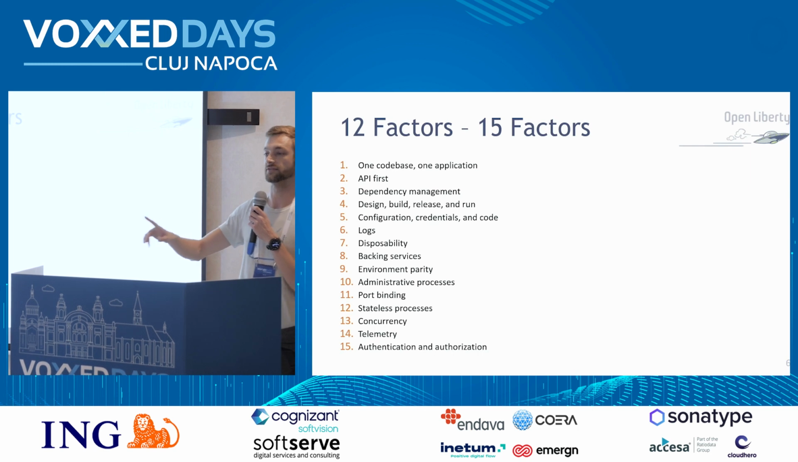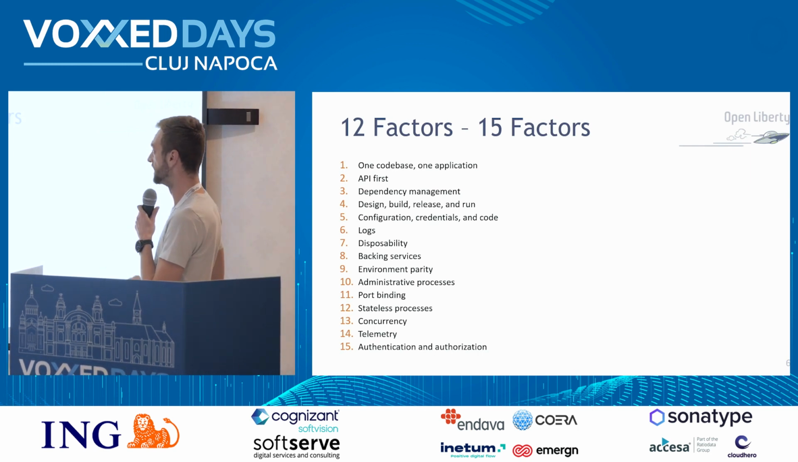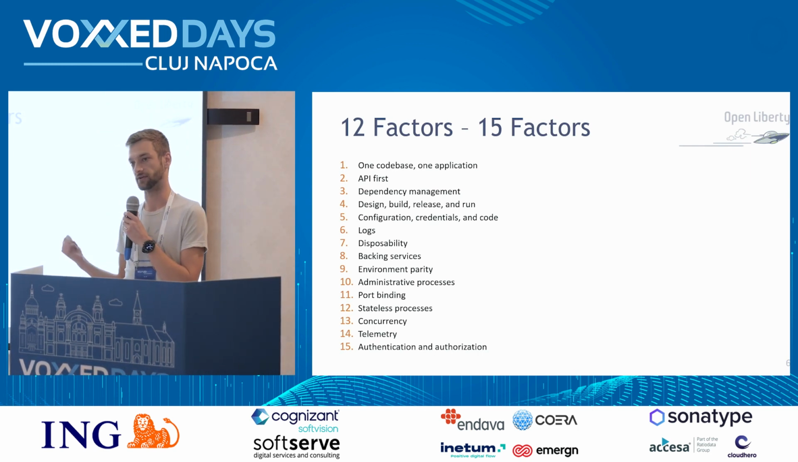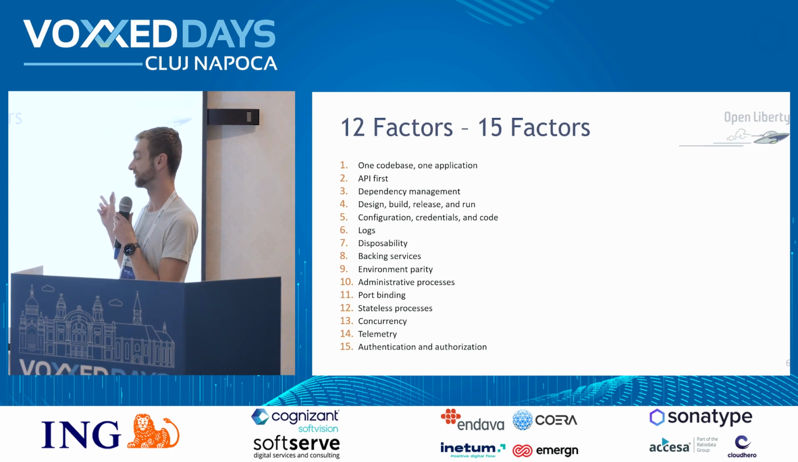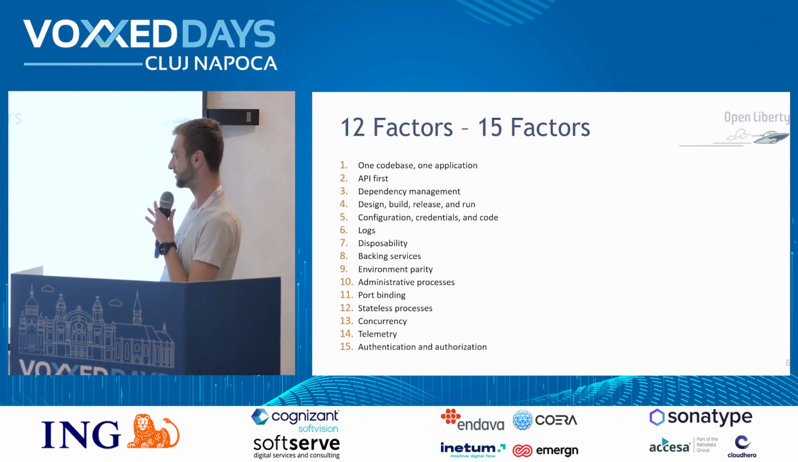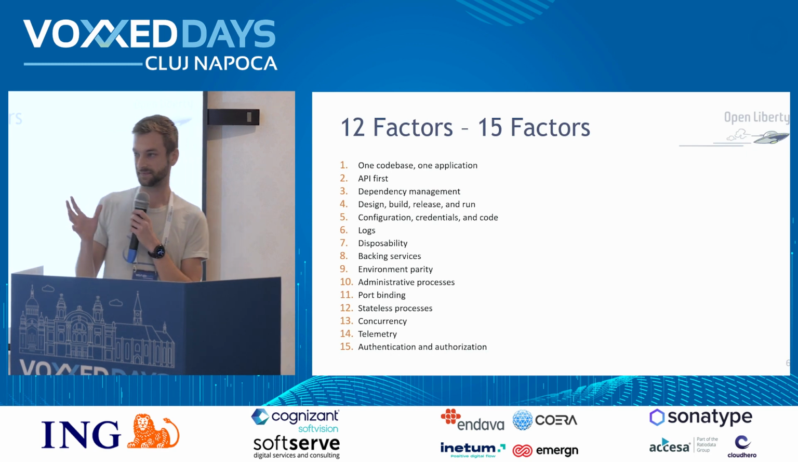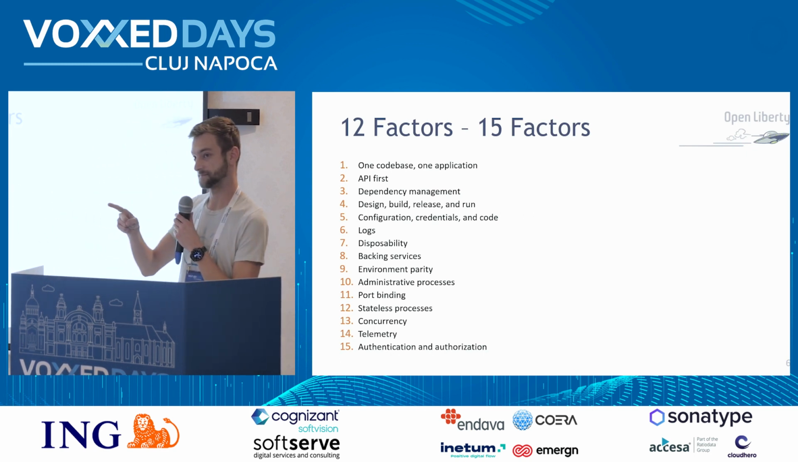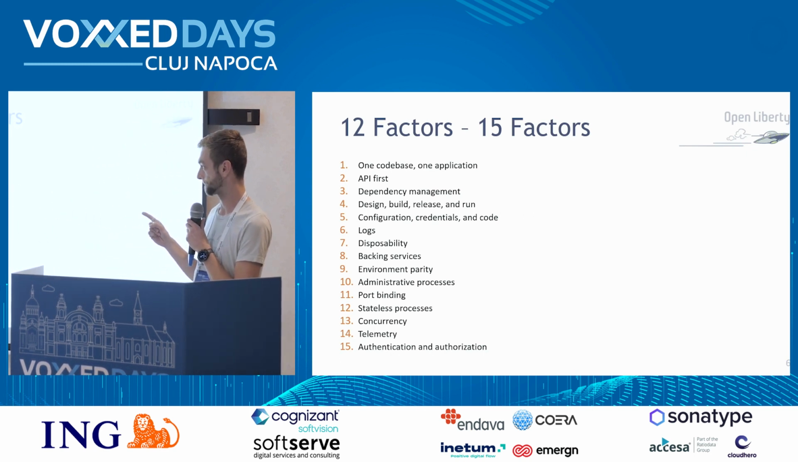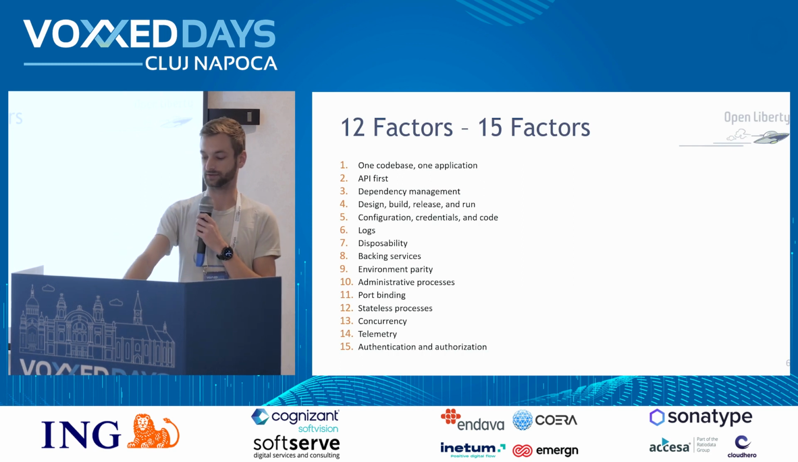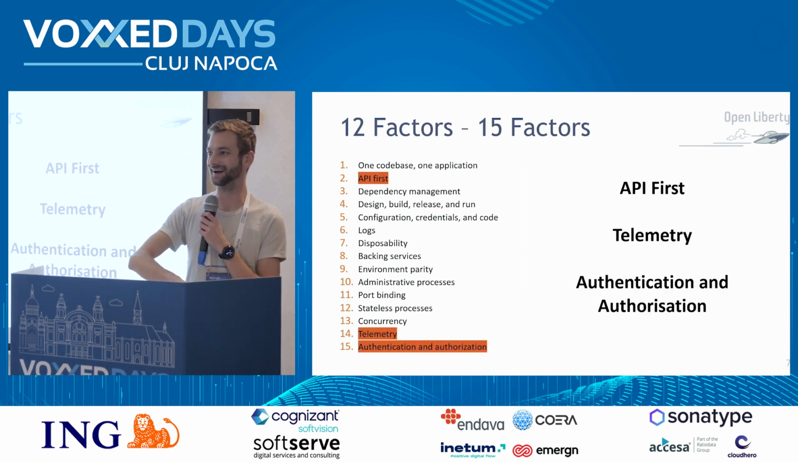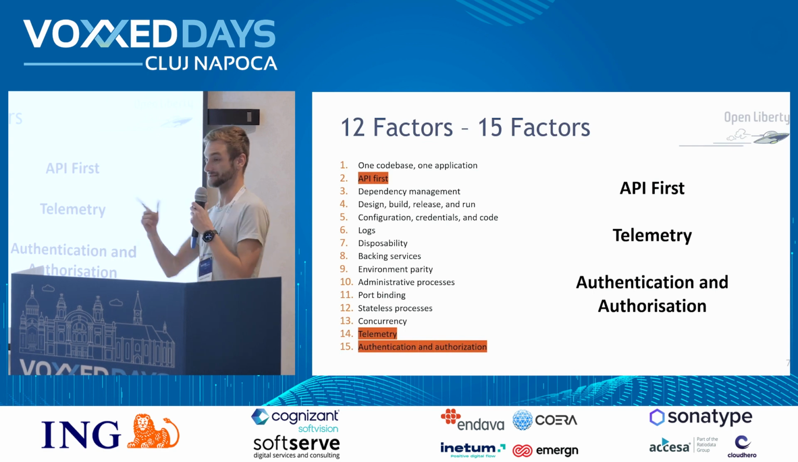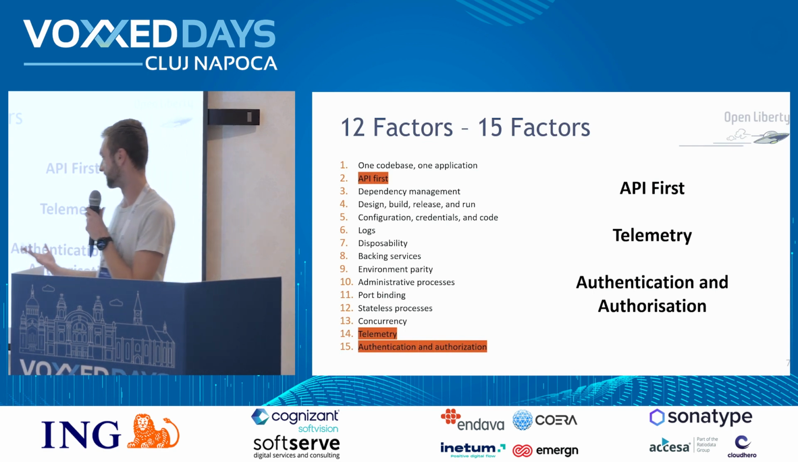Now, 2 of you put your hands up and you know what the 12 factors are. Can you tell me what the additional factors are in this list? There's 3 additional factors from the 12. Can anyone notice what they are? Telemetry is one, yep. Right, I'll help you with the next slide. So API first, telemetry, you got 1, and then authentication and authorization.